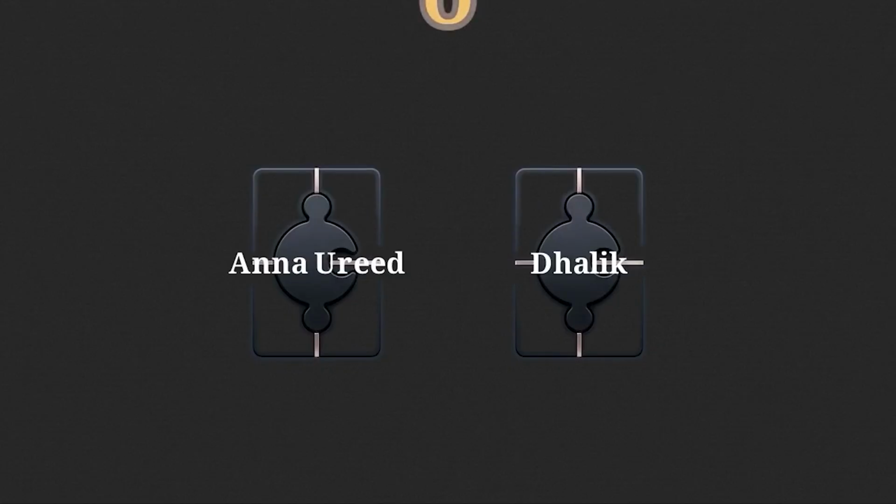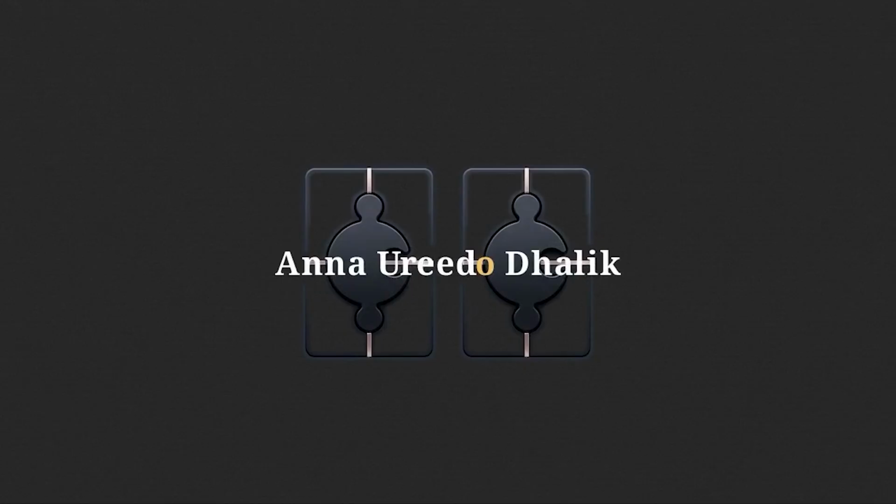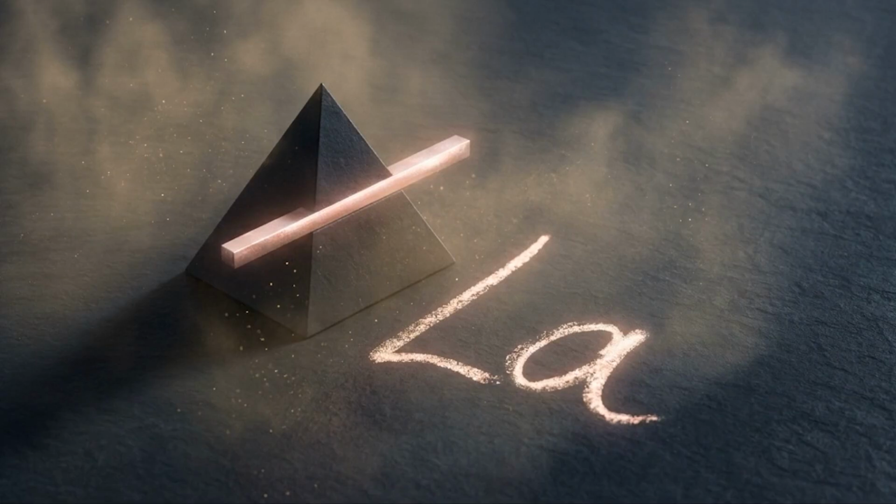In natural speech, these words should flow together. We solve this with an O vowel bridge, a phonetic hook to connect the words. Now, I want this becomes ana urido dhalik. Say it out loud, focusing on that smooth O connection. Ana urido dhalik.